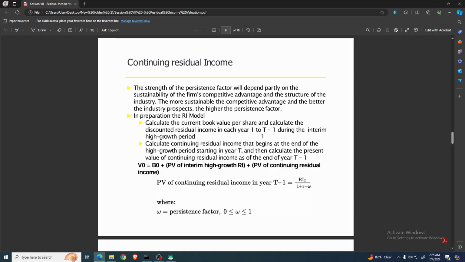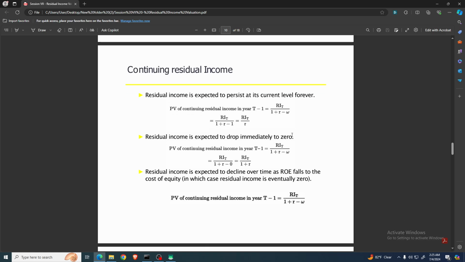So, with persisting residual income, we are going to assume that residual income remains at its current level indefinitely, and the formula is going to be something like this. Here, the residual income at time t would be the residual income at the end of the high growth period, year t, and then you have r, the cost of equity, and then you have the persistence factor between 0 and 1. So this approach would assume that residual income does not decrease over time, making it simpler to project into the future, right? So it is going to remain at the current level forever, the first assumption that we have discussed.